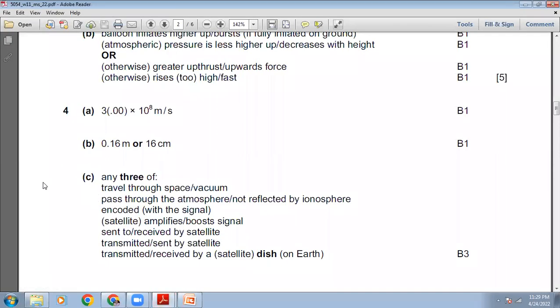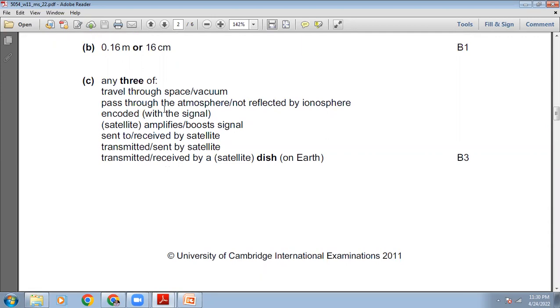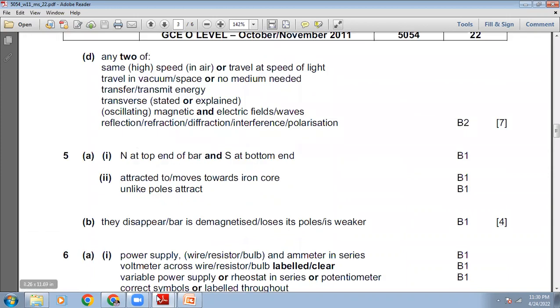What the marking scheme says. Any three of: travel through the space and the vacuum; the microwaves can travel through the space and vacuum, pass through the atmosphere, not reflected by the ionosphere; encoded with the signal; satellite amplifies, boosts the signal; received by satellite, transmitted, sent by satellite; received by a satellite dish on Earth. So you only have to write three of them. We have written them. So hopefully you understand this.